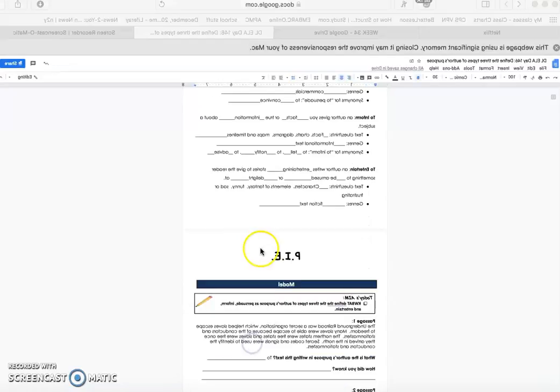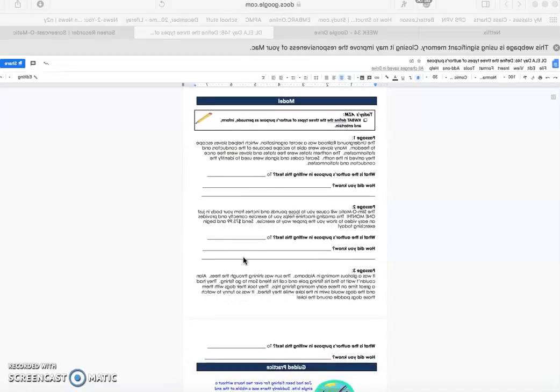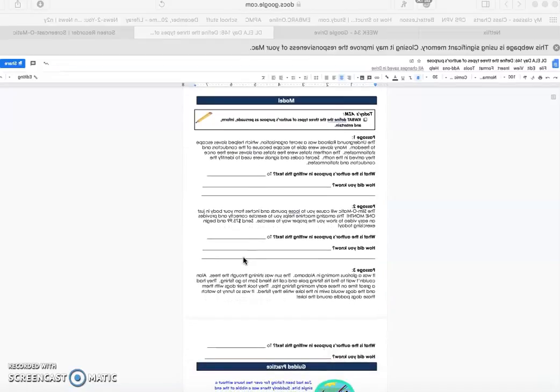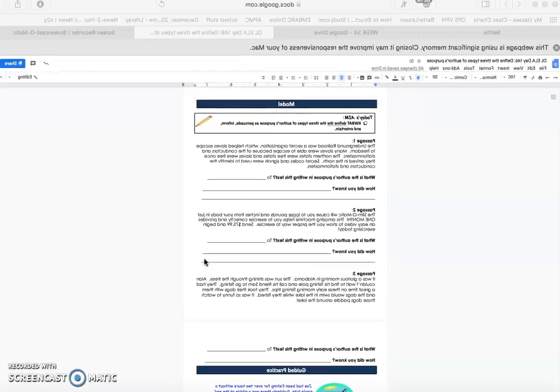Now, when we think of the author's purpose, we should think of PIE. P, persuade, I, inform, E, entertain. Now let's go on to the model. Today, our aim is to define the three types of author's purpose, which are to persuade, inform, and entertain. Now, we have three passages, and we're going to go over them.